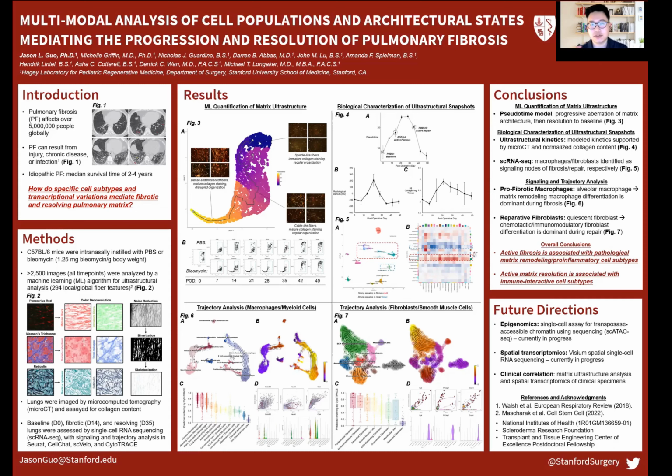And so to move on to the methods we used in our study, which can be found in the bottom left, we used a Black 6 mouse model in which these mice were intranasally instilled with either a PBS control or a bleomycin solution. Following the intranasal instillation, we characterized the ultrastructure across time, essentially modeling the progression and resolution of fibrotic ultrastructure by taking over 25 images and plugging them into a machine learning algorithm that quantifies the matrix ultrastructure. A schematic of this process can be found in figure 2.